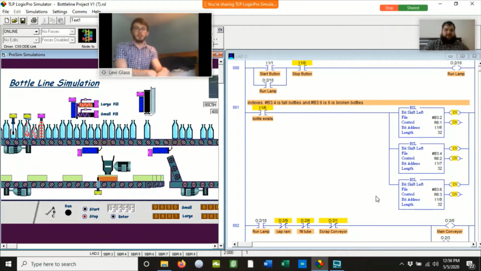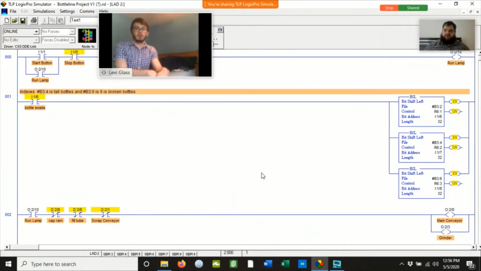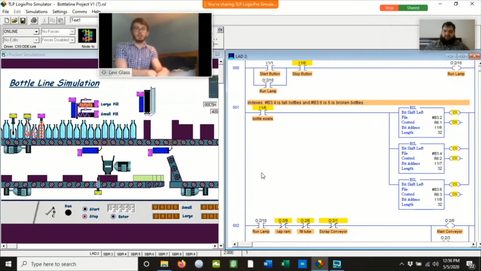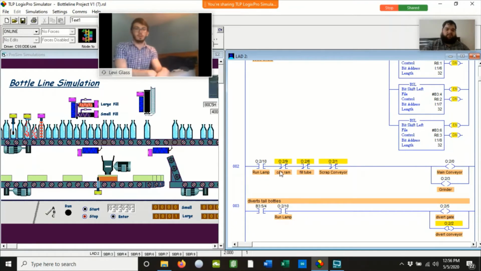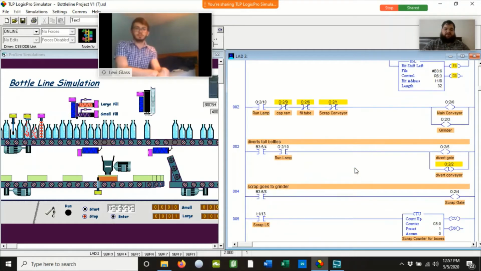So what we've done here for the control, we'll go down here to the main conveyor output. That's essentially turned on when the run lamp is on, the capper is off, the fill tube is off, and the scrap conveyor is not running. There would also be more commands here to allow the conveyor to index, but we were unfortunate to not get that far. So I'll go ahead and pass it off to Levi to go through the bottles.